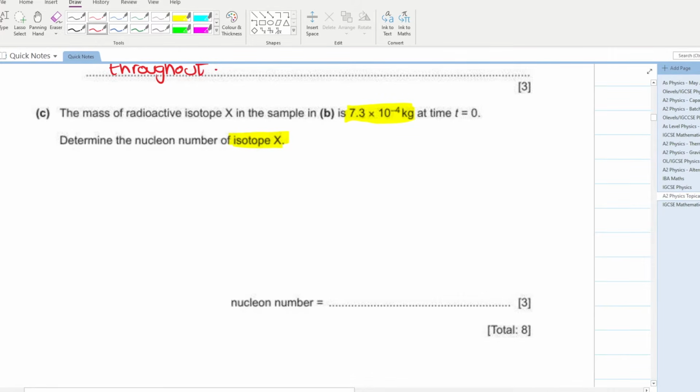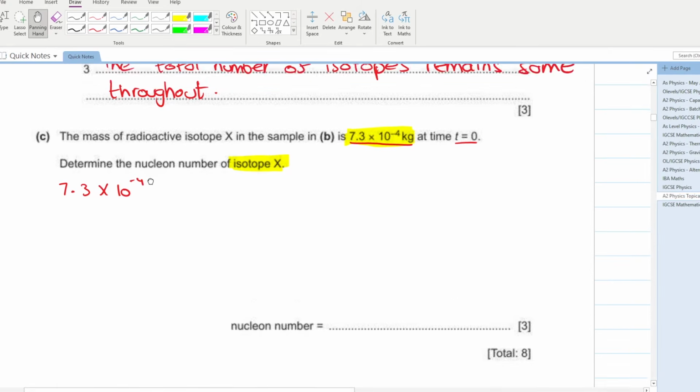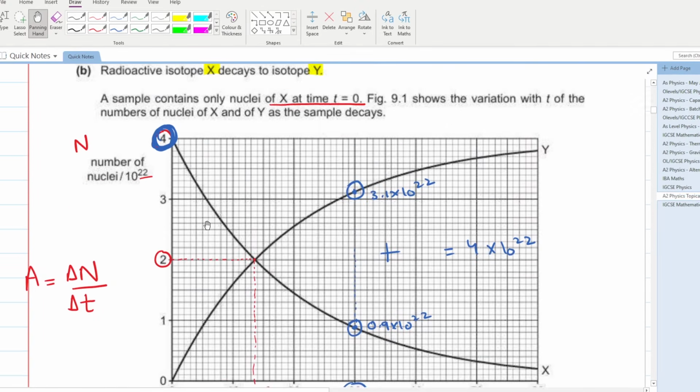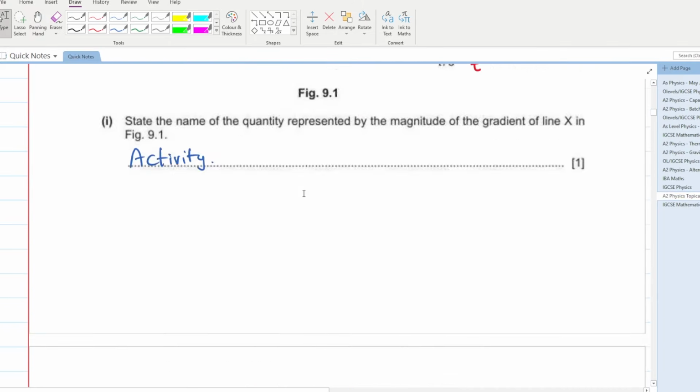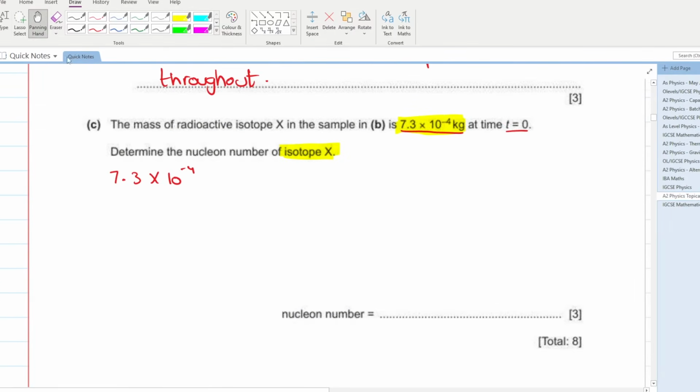So what will we do? We know that this is the mass of isotope X at time t equals 0. This mass is equivalent to how many nucleus? This mass is equivalent to 4 into 10 raised to the power of 22 nucleuses. So if I apply the ratio method here, I can give the headings as well. This mass equals 4 into 10 raised to the power of 22 nucleuses.